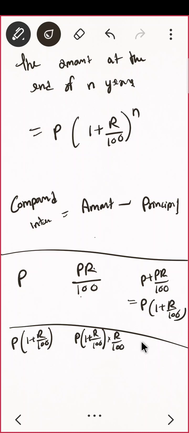So what next? You have to add principal. You can take P common. If you take P common, it will be what? It will be P into 1 plus R upon 100 the whole square. And so on, it will be going ahead. It will be increasing. Second year it will be square, P into 1 plus R upon 100 the whole square. And third year it will be cube. So in nth year it will be P into 1 plus R upon 100 raised to n. So this will be your interest in the nth year. Correct? Okay.